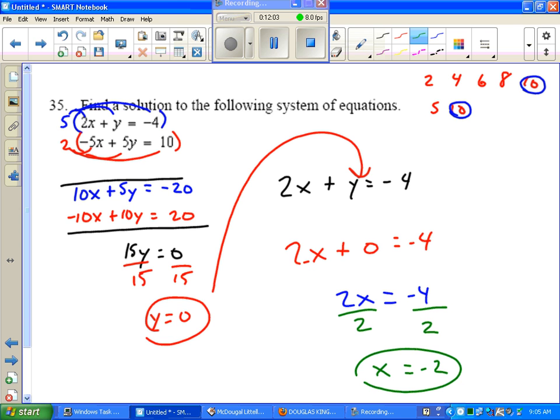So you have your x value and your y value. Remember, they're written as x comma y as an ordered pair. So negative 2 comma 0 is your ordered pair. That's the solution. If we were to graph both of those equations, they would intersect at the point negative 2, 0.